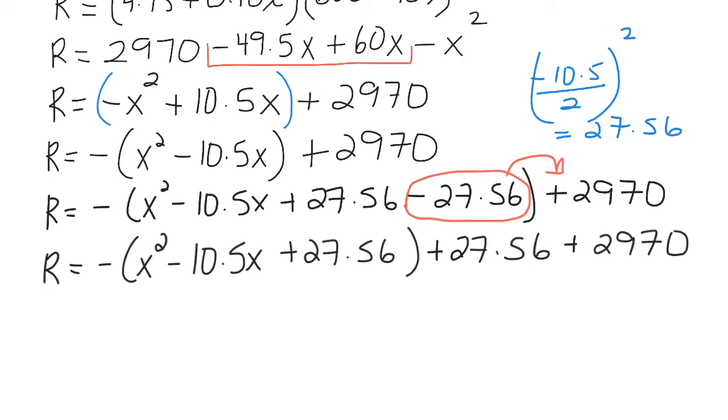The next thing we want to do is collect any like terms on the outside of our bracket, and so we are going to add together the two numbers at the end of our equation. So I'm going to recopy the entire front portion.